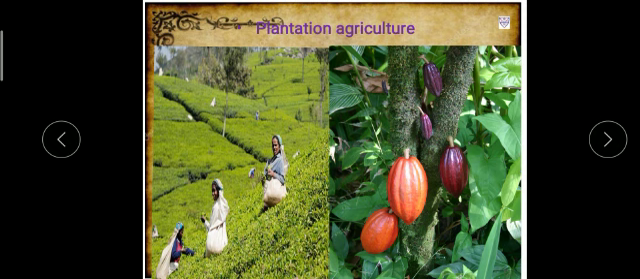Plantation agriculture is a type of farming in which crops are grown on a large scale for commercial purpose. So even the farming was a large and commercial occupation over there. Through this method, crops are grown on a large scale for commercial purpose.